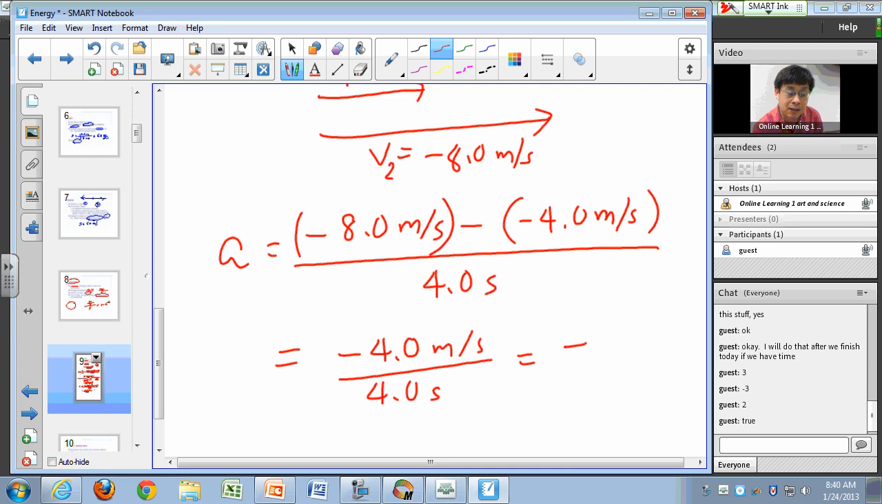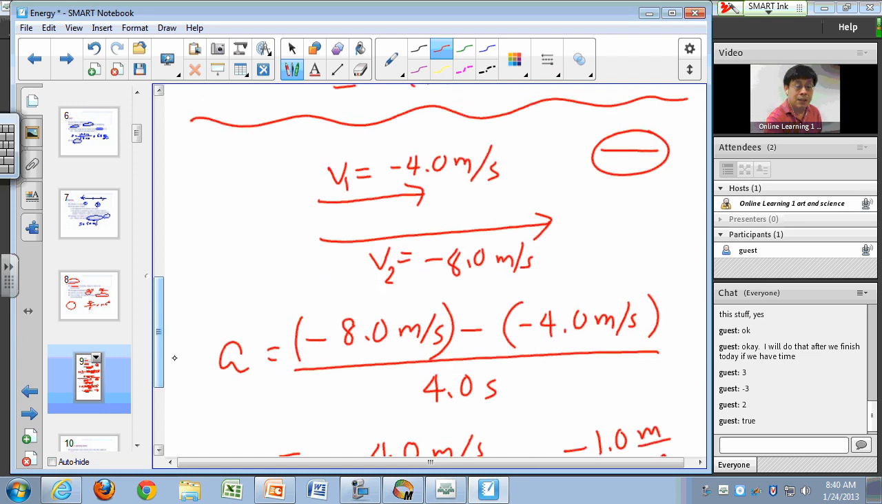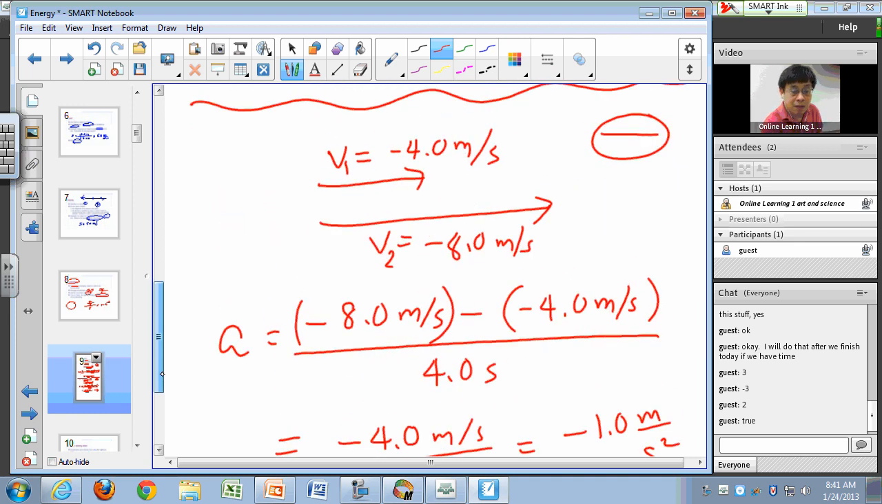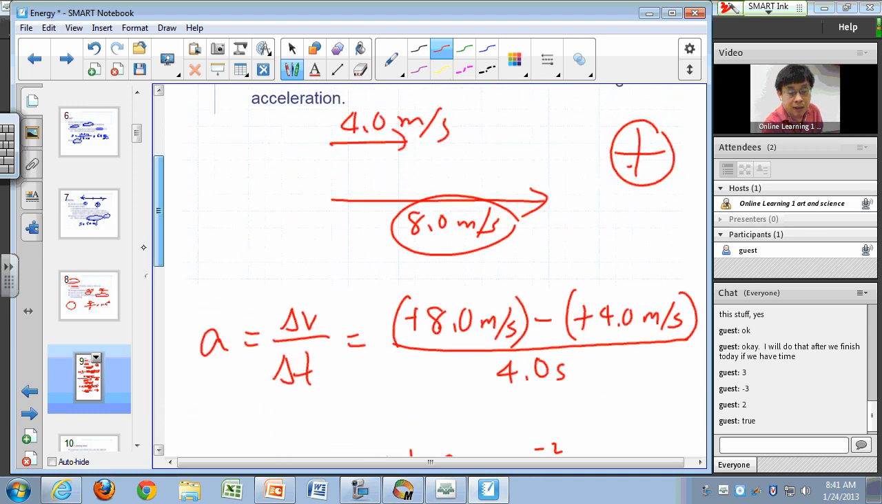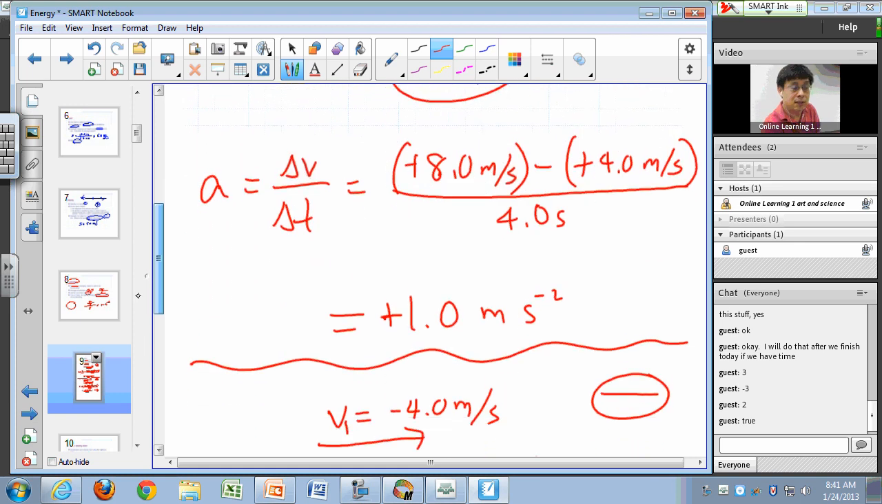You get a negative acceleration, negative 1.0 meters per second squared. You'll notice velocity is negative, acceleration is negative. That means you are speeding up in that negative direction. So when acceleration and velocity have the same algebraic sign, that means you're speeding up in whatever direction you've taken as positive or negative. Here, acceleration is negative and the velocities are negative. Here, you're speeding up in the positive direction, acceleration is positive.